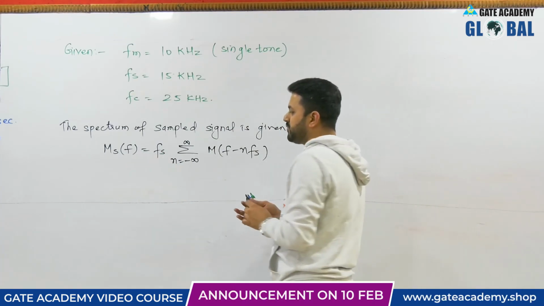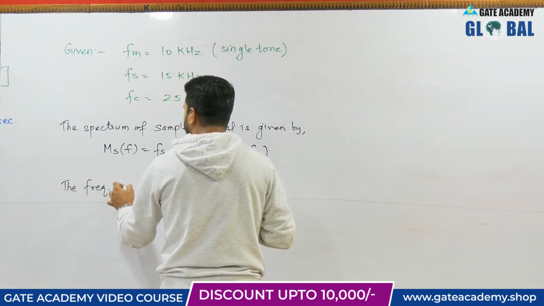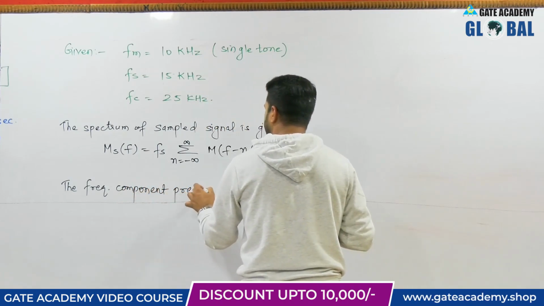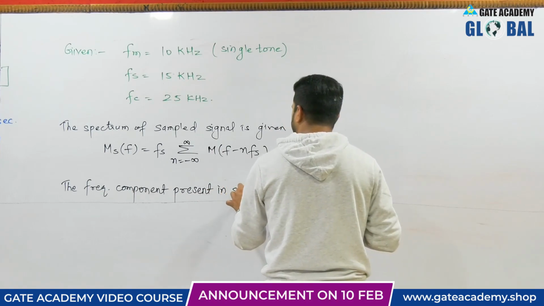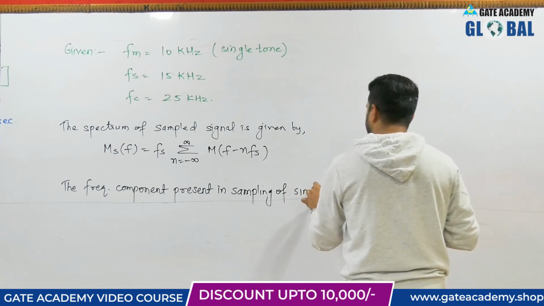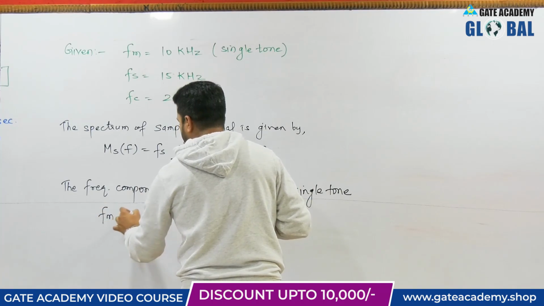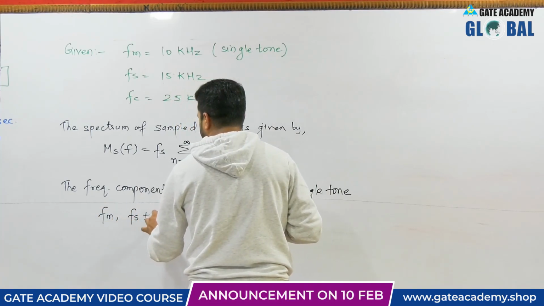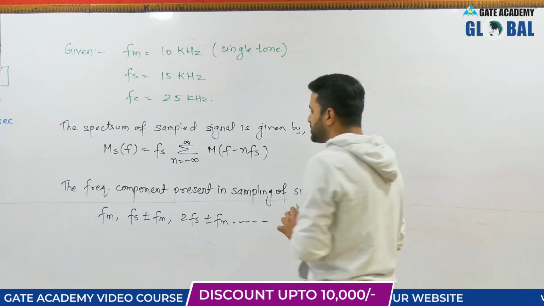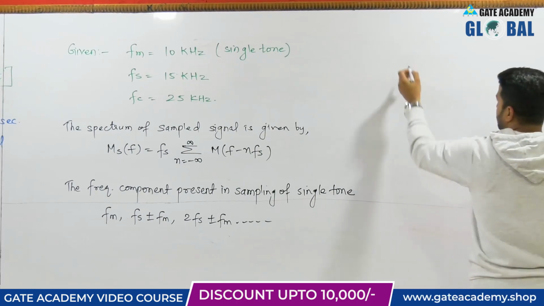So the frequency components present in sampling of a single tone signal are fm, fs plus minus fm, 2fs plus minus fm and so on. So there are infinite number of frequencies that are present. Let's find what are the different frequencies.